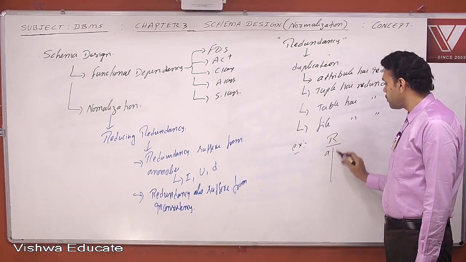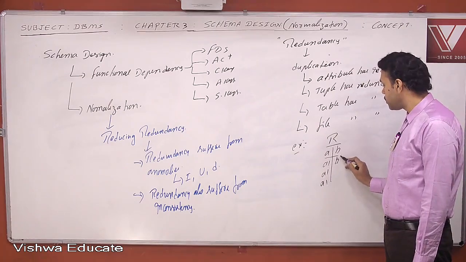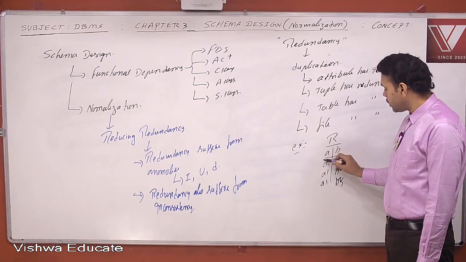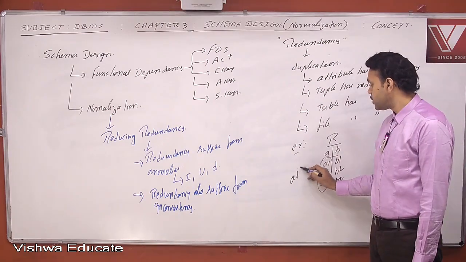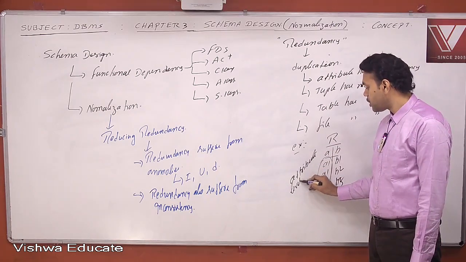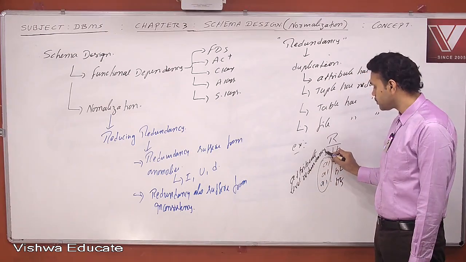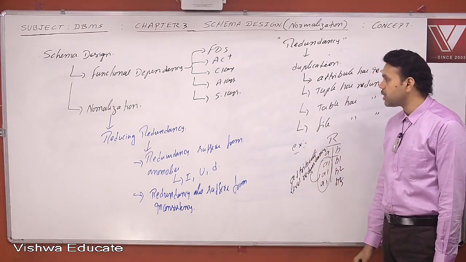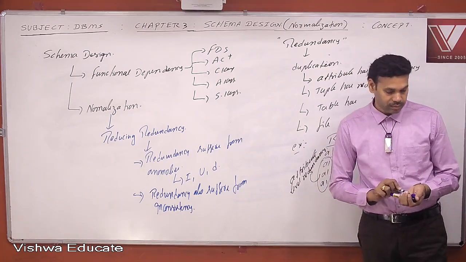Okay, I will show you one sample example. There is A and B. A1, A1, A1, B1, B2, B2 or B3. This has got a redundancy. This redundancy is known as attribute level redundancy, because attribute A has got redundancy. Okay, just copy this.